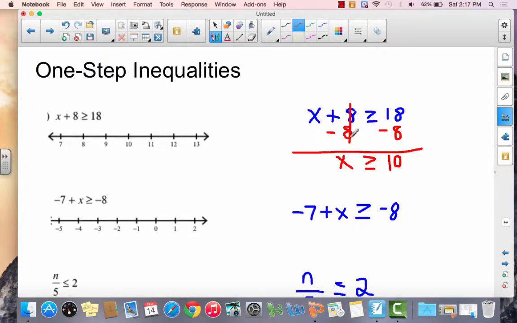In order to graph this in a number line, I'm going to find 10 on my number line. And keep in mind that since this is greater than or equal to, I'm going to put a circle that's colored in above 10. And since it's greater than, I'm going to draw an arrow that goes to the larger numbers. And that shows the reader that this inequality has answers that are either 10 or bigger.